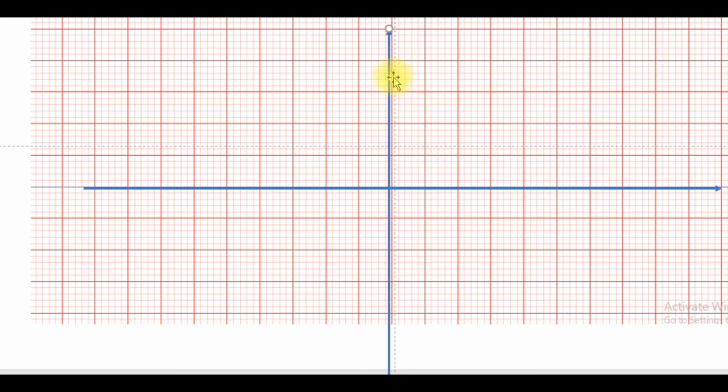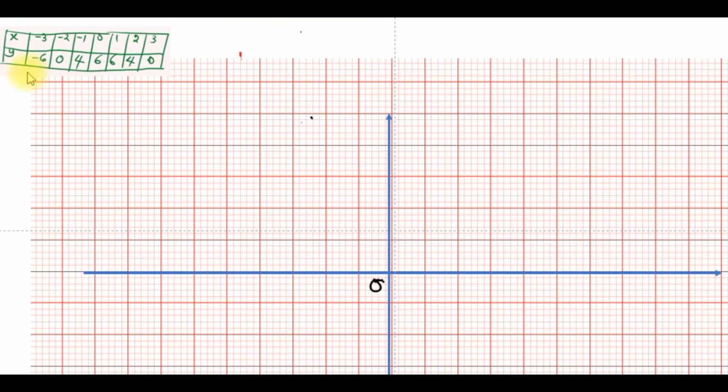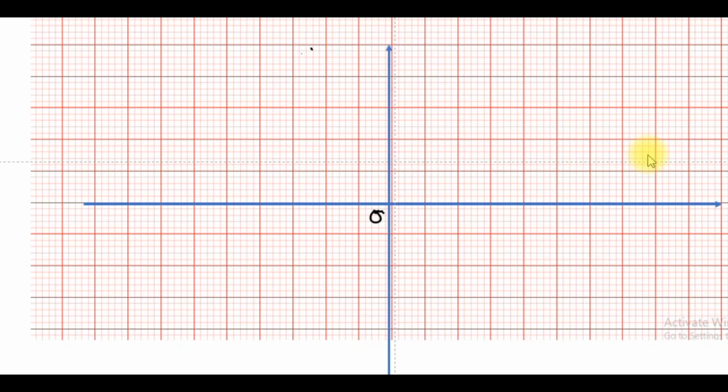So these are our x and y axis. This is the origin. Remember from the table, the maximum is 3 for x, while the minimum is minus 3. Let's locate these, but before then let's write this x axis.